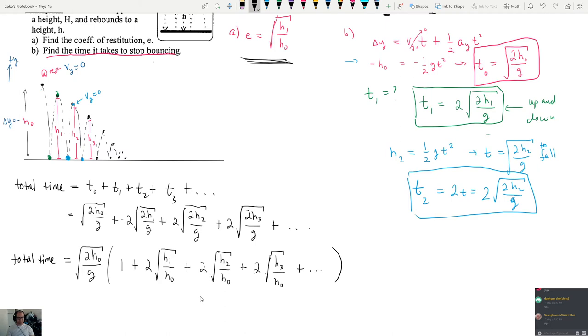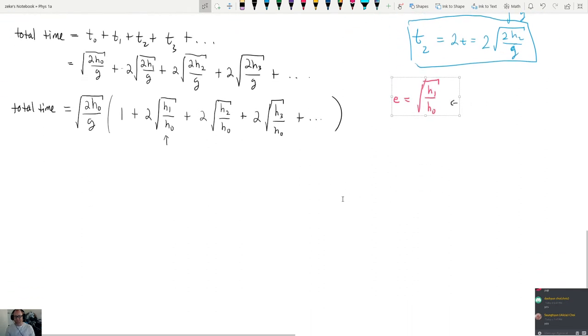Okay, do we see anywhere where we can put coefficient of restitution in? Does this term appear anywhere? It does, right? It's right there. Square root of h1 over h0, right there. That's e, right? So let me move this down just a little bit so we can do some math with it, and I can keep going. All right. Now, just to remind you, the whole point of what we're doing here is just to find the time it takes to stop bouncing, and we've got into just pure math right now, but that's okay. So what do we have? We have square root of 2 times h0 divided by g multiplied by 1 plus 2 times e. Okay.